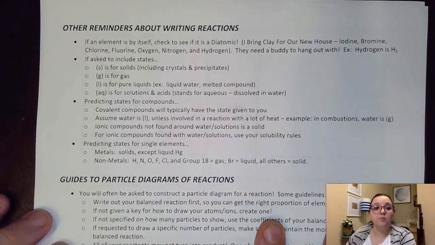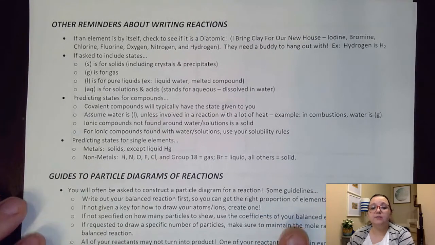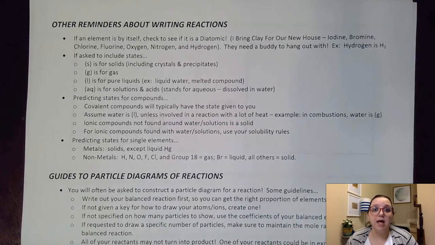That first has some reminders about writing reactions. First off, if you ever see an element by itself, like maybe a reaction says, hey, I have oxygen gas or hydrogen gas or maybe liquid bromine, you always want to make sure you're double checking to see if those elements are diatomic. If they are diatomic, then we have to put them in pairs of 2.